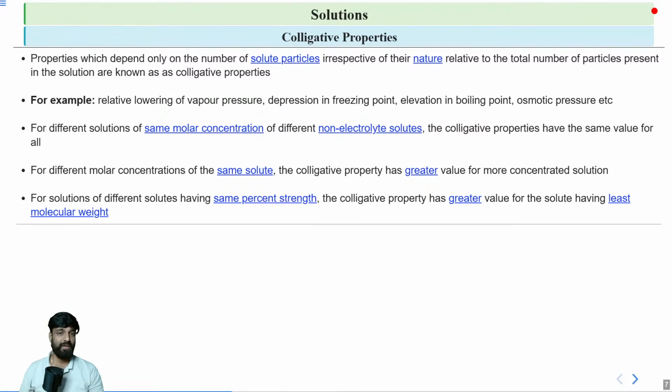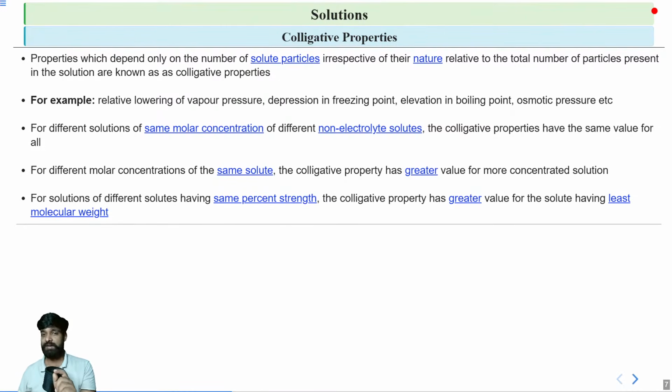So what are the 5 points that we discussed today? First, that colligative property depends upon the number of particles and not the nature. And what are the examples? Relative lowering of vapor pressure, also written as RLVP, depression in freezing point, elevation in boiling point, and osmotic pressure.